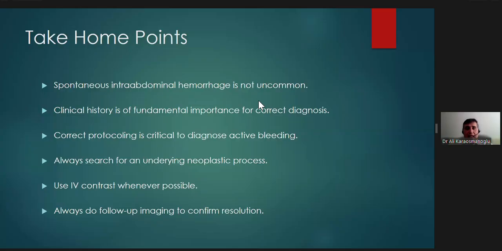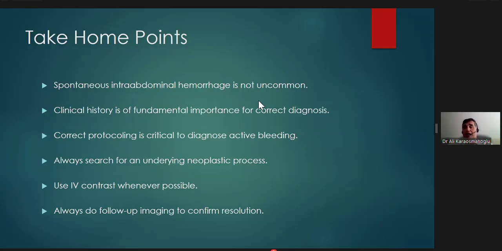The other thing, always search for the underlying neoplastic process. Even if you don't see the mass, always consider this possibility in your mind. And if the patient is stable, the surgeons are not very willing to operate, or the patient was not willing for an operation, always recommend a follow-up scan, maybe like 4 weeks, 6 weeks. It's arbitrary, I know, but always recommend a follow-up scan and confirm that the lesion is getting smaller and you don't see any enhancing components. So always search for an underlying neoplastic process until proven otherwise.